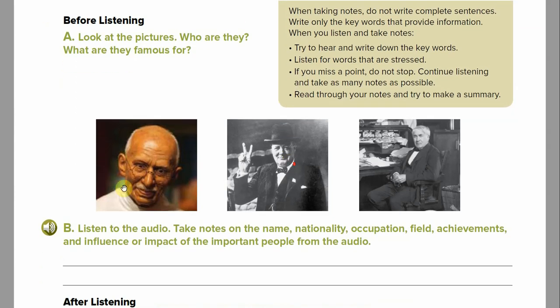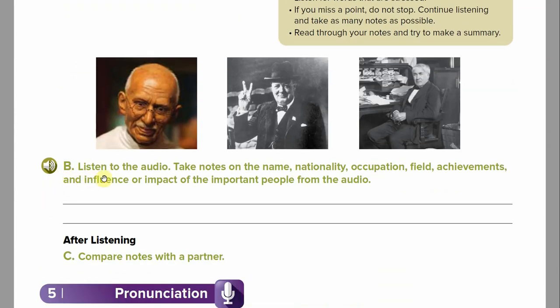All right, so let's go. Exercise B says listen to the audio, take notes on the name, nationality, occupation, field, achievements, and influence or impact of the important people from the audio. So these are 3 people. So before you get started, if you don't know what name, nationality, occupation, field, achievements, influence, or impact mean, please pause the video, look them up in your dictionary.